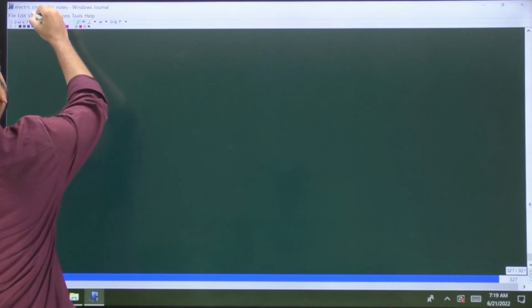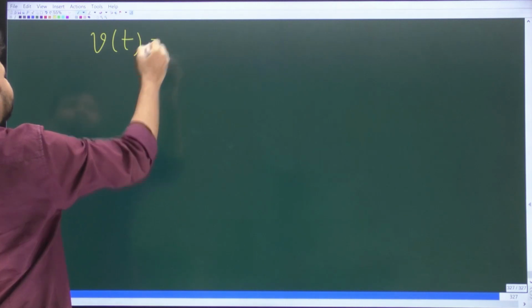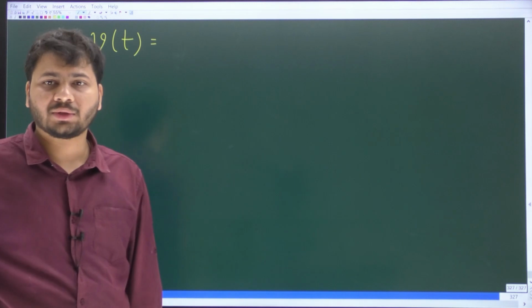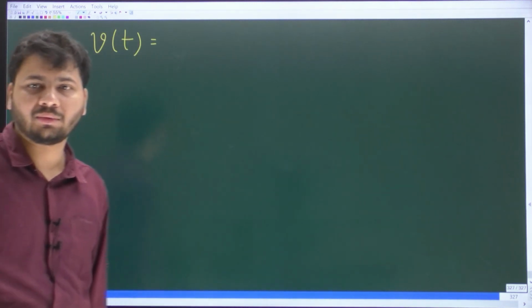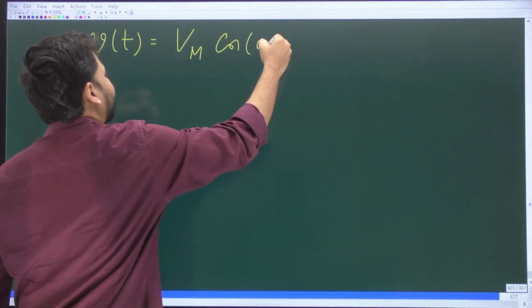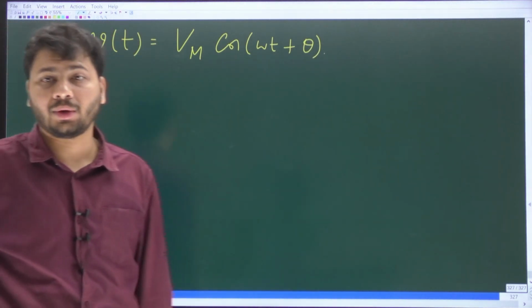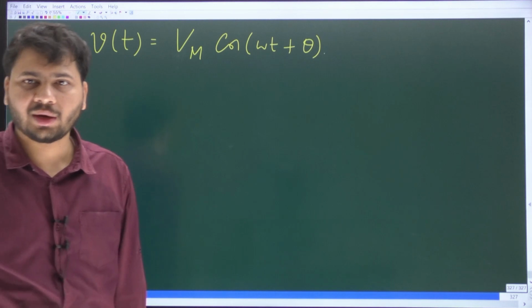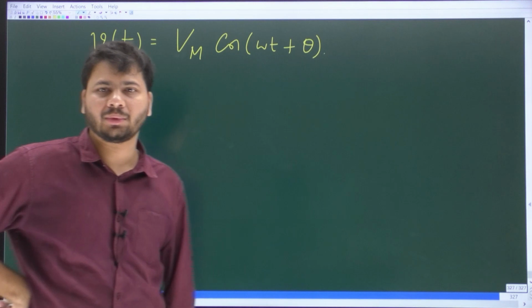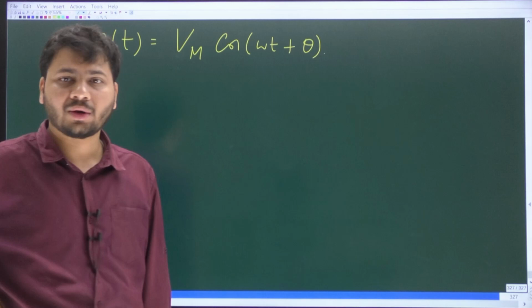So for example, we got two very important results. First, if you have a sinusoidal voltage v of t, which is some Vm cos(omega t plus theta). Now this voltage right now is a function of time. It is represented in time domain. If you want to represent the same thing in phasor domain, how will you do it?